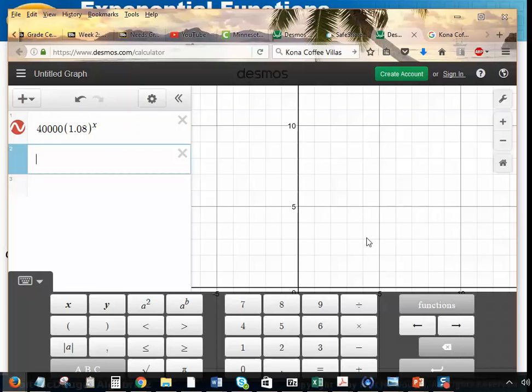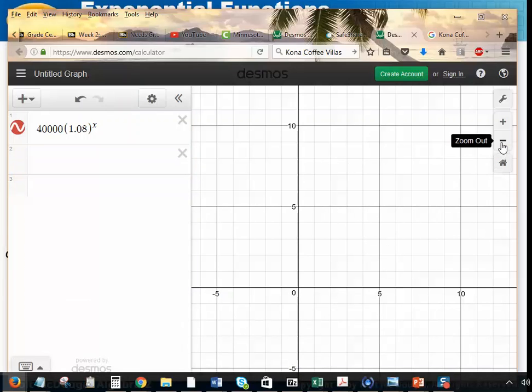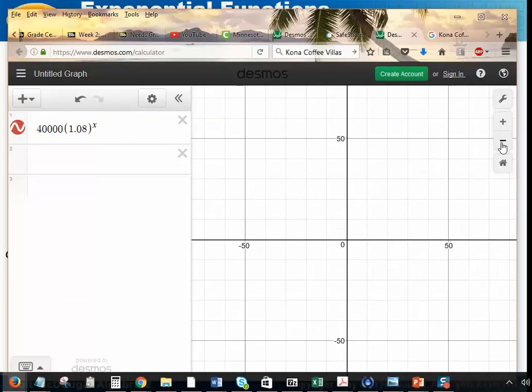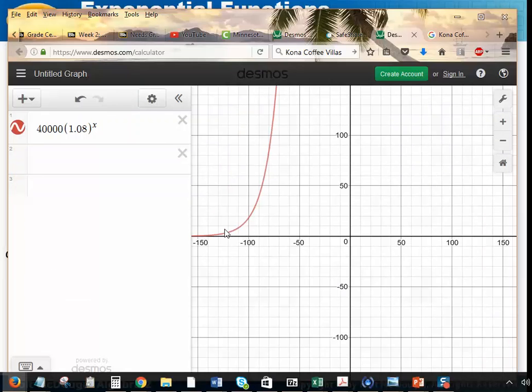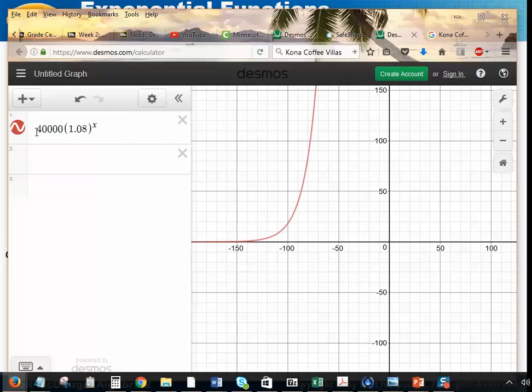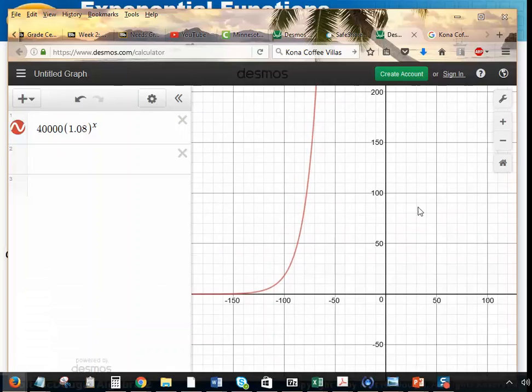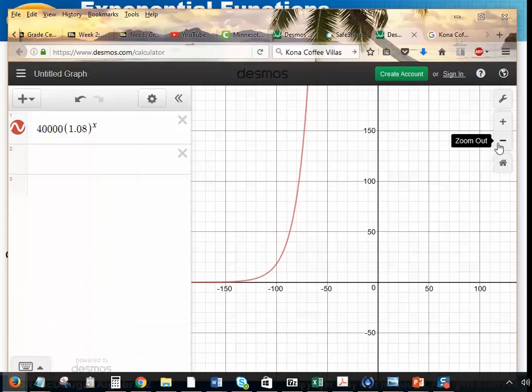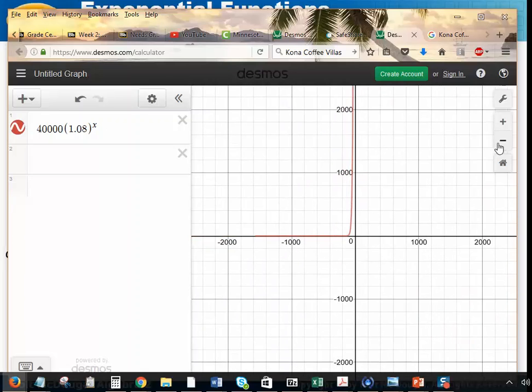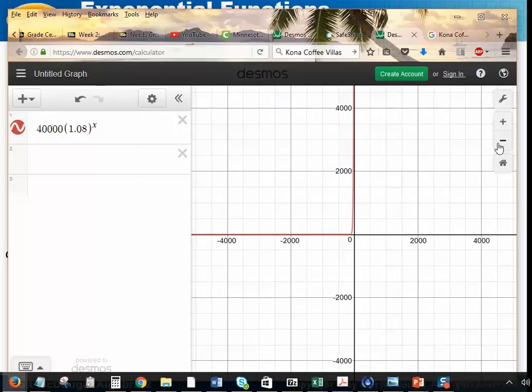Now, nothing's showing up in my graph over here. The reason is that this graph is way over here. Why is it negative? Okay, the reason that it's showing up so strangely is because at the initial amount, it's already at $40,000. It's already way up here. So it started out way over here at negative, and then it increases really rapidly.